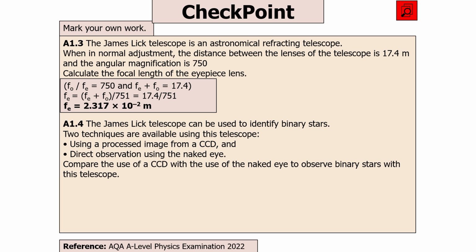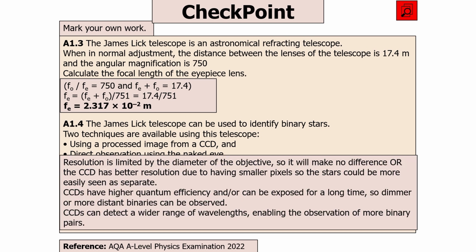Now in terms of comparing the two, the resolution is going to be limited by the diameter of the objective, so it'll make no difference, but the CCD does have a better resolution due to having smaller pixels, so the stars could be seen more easily as separate objects. The CCD will have a higher quantum efficiency and it can be exposed for a longer time, so therefore dimmer objects will be more likely to be observed, and it also can detect a wider range of wavelengths, so you can see more binary star pairs.